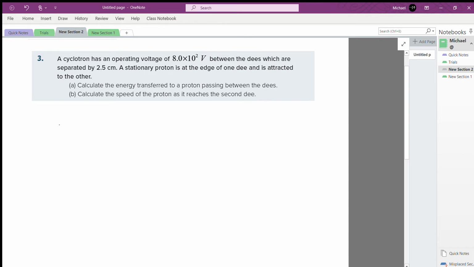First, we need to calculate the energy transferred to the proton by the potential difference. This is fairly straightforward, just using the relationship that the change in energy is equal to the work done, which is Q delta V. The charge of a proton has the same magnitude as the charge of an electron, so that's just 1.6 times 10 to the power of minus 19 coulombs. We're given the voltage in the question, 8 times 10 to the power of 2, and if we substitute that into our calculator, we get 1.28 times 10 to the power of minus 16 joules.